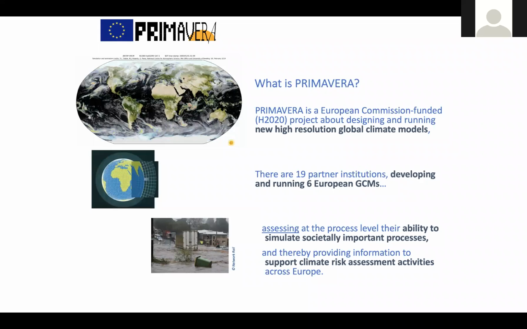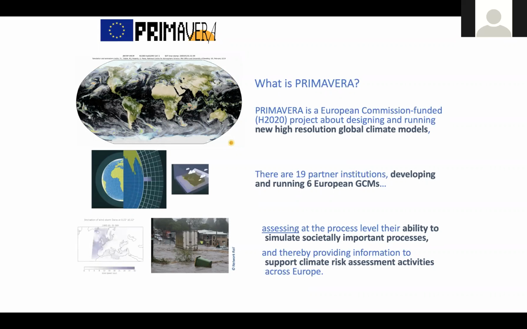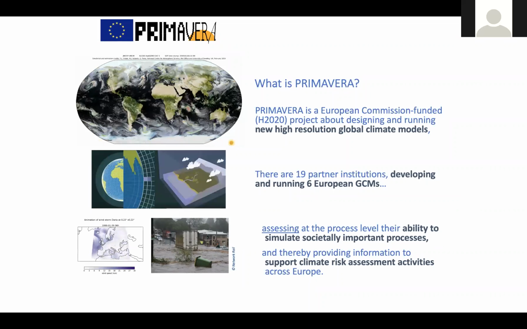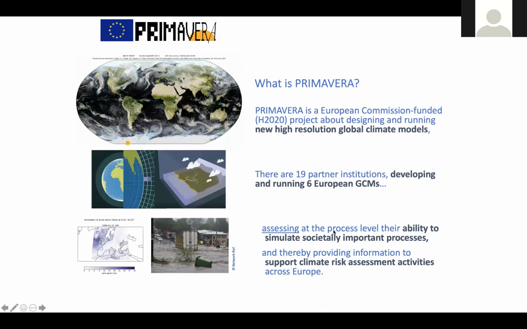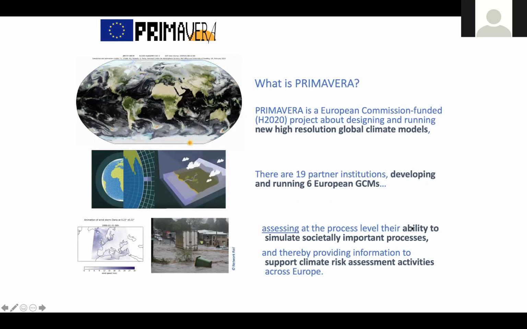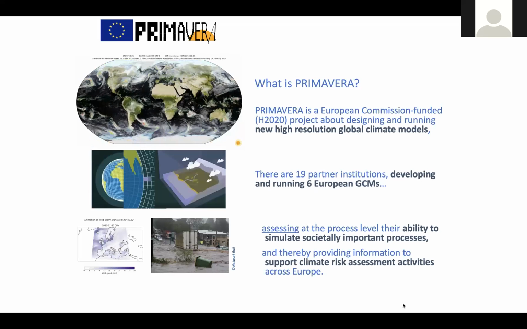We set up the project to coordinate a number of European GCMs, and 6 participated, and to form a consortium to run quite a long protocol at very high resolution and to submit the results to the CMIP6 exercise, and to be able to also assess the models at the process level and see whether they would be better able to simulate societally important processes, both in terms of their impacts and in terms of their interactions, and whether the climate trajectory would be at all different because of these processes.